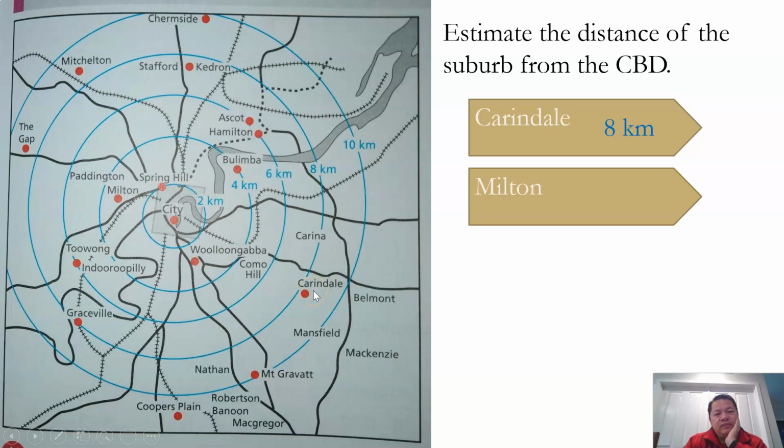What about Milton? Milton, where's Milton? Milton is here. It's interesting, it's not on the blue line. It's actually quite close to 3 kilometers, isn't it? So it's between 3 and 4. I think it's closer to 3. So the answer is 3 kilometers, because it's closer to 3 than 4.